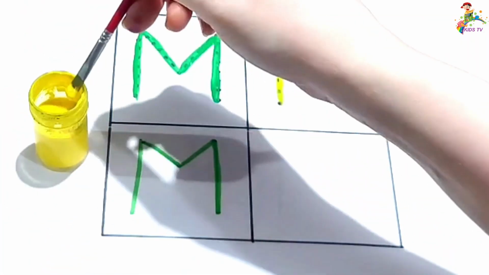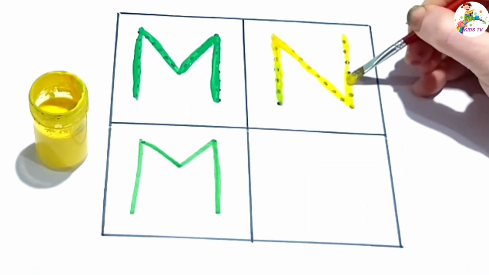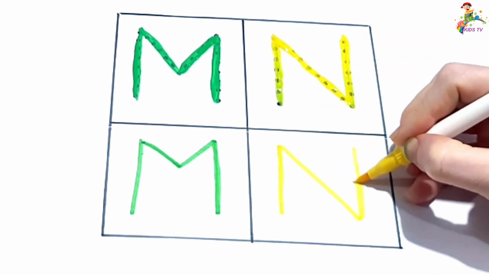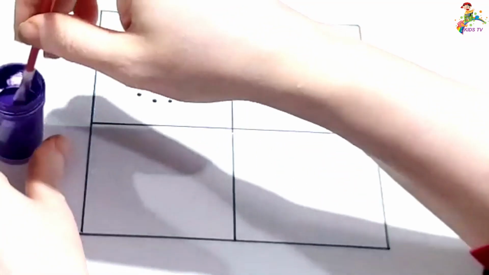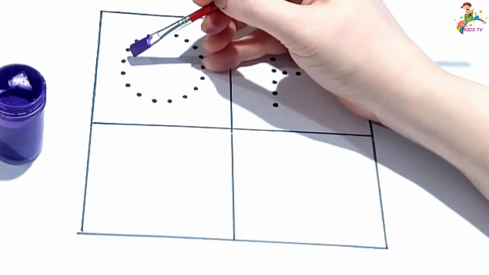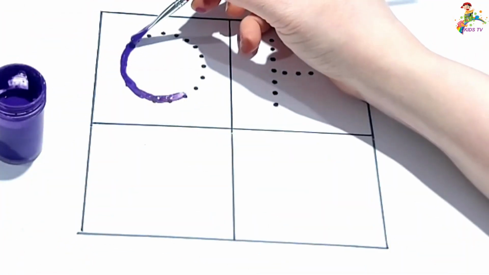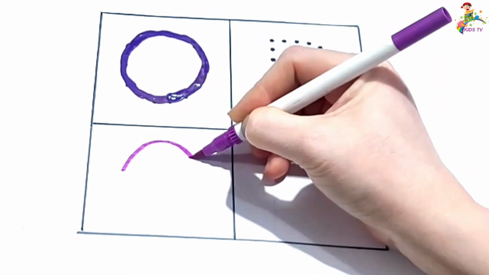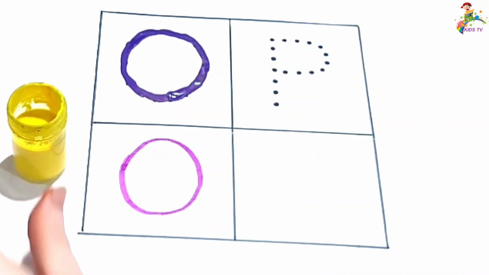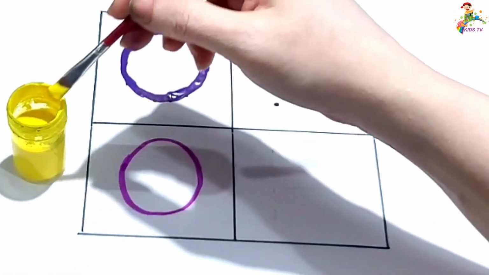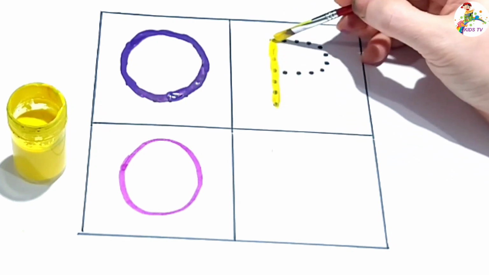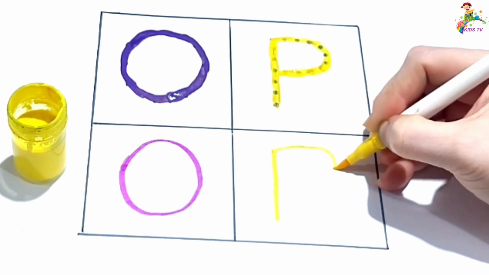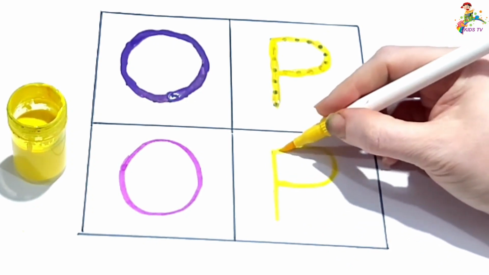Yellow color. N. N for nest. N for nose. Purple color. O. O for octopus. O for orange. Yellow color. P. P for pigeon. P for pen.